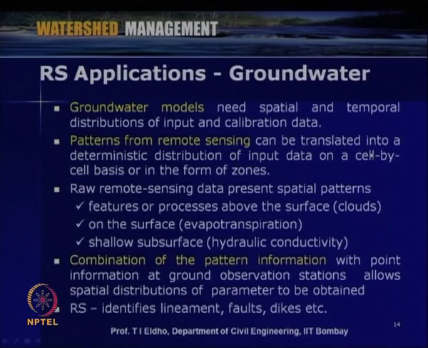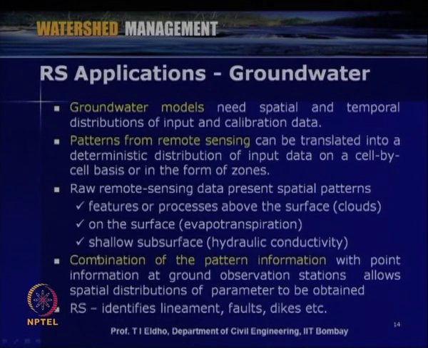So, patterns from remote sensing can be translated into a deterministic distribution of input data on a cell by cell basis or in the form of zones. So, it can be for a small area like a grid, say 50 meter by 50 meter, 100 meter by 100 meter, or various zones like zone 1, zone 2, like particular homogeneous zones, we can identify the data. Some of the raw remote sensing data present spatial patterns like features of processes above the surface, then on the surface, how the evapotranspiration is taking place, then how the cloud variation is taking place, then shallow subsurface like hydraulic conductivity or soil moisture variation.